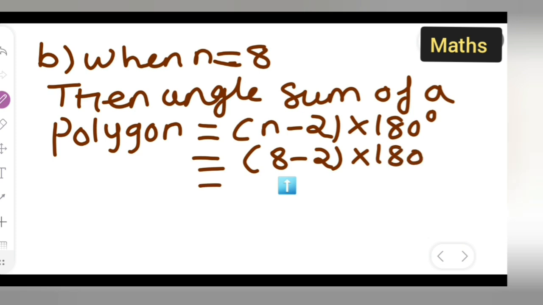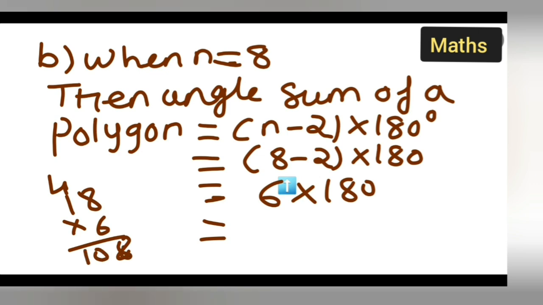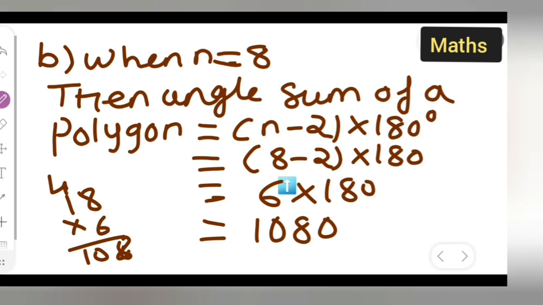So 8 minus 2 will give you what? 8 minus 2 will give you 6. So 6 multiplied by 180. So we multiply 18 multiplied by 6, 48, right? Then 6 ones are 6, 7, 8, 9, 10, 108. Then 1080, you have to do it. So this will be your answer, 1080 degree.